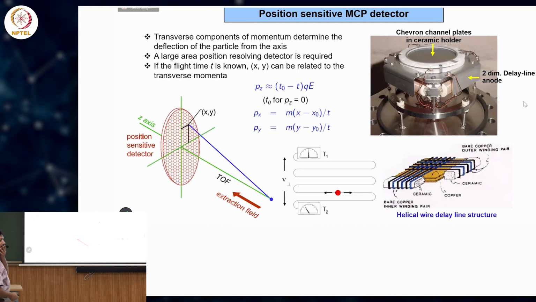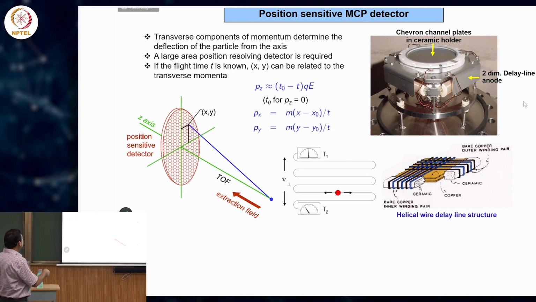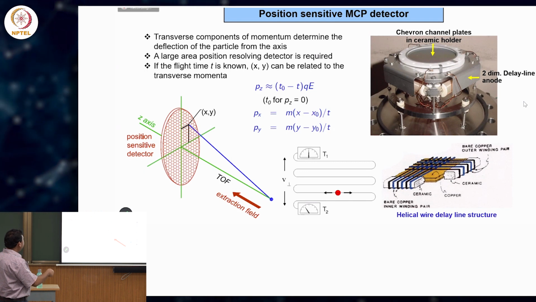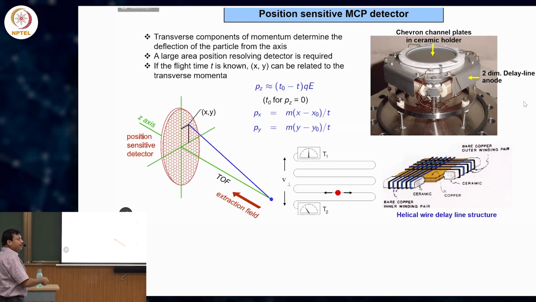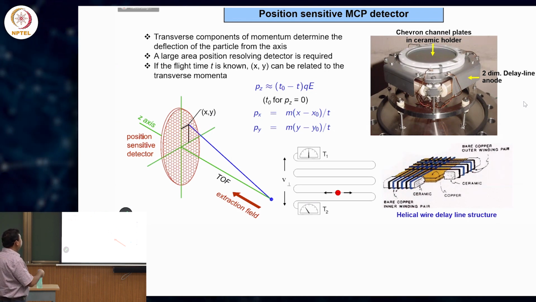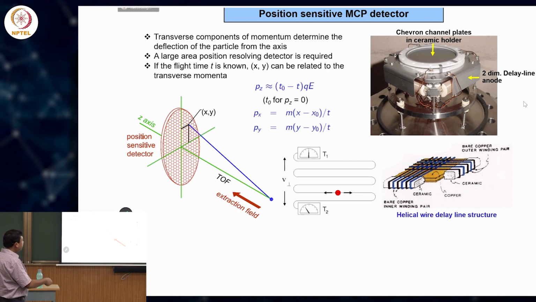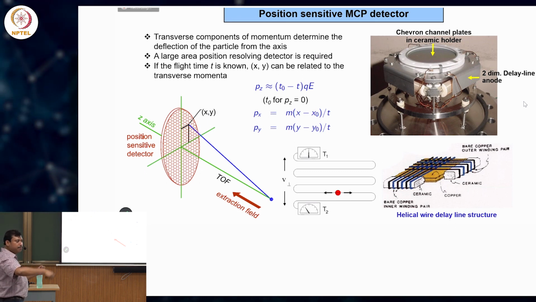I'll come to that. Okay, I have discussed a lot about this, so I will just skip through that. The only thing is that from the time of flight, you can actually get all the momentum vectors, and this is the famous Roentdek delay line detector. This is a microchannel plate, and behind the microchannel plate you have a delay line, which is fine copper lines wound up.